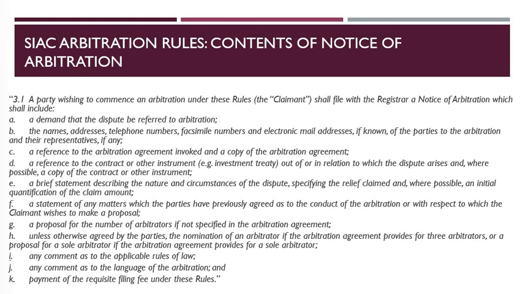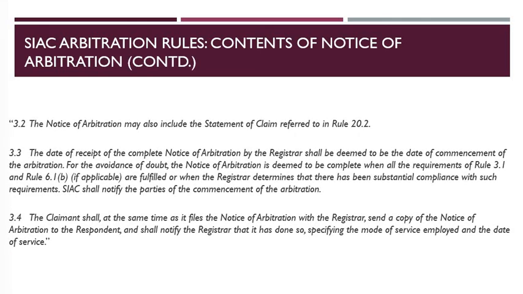g. a proposal for the number of arbitrators if not specified in the arbitration agreement; h. unless otherwise agreed by the parties, the nomination of an arbitrator if the arbitration agreement provides for 3 arbitrators, or a proposal for a sole arbitrator if the arbitration agreement provides for a sole arbitrator; i. any comment as to the applicable rules of law; j. any comment as to the language of the arbitration; and k. payment of the requisite filing fee under these rules. 3.2. The notice of arbitration may also include the statement of claim referred to in Rule 20.2. 3.3. The date of receipt of the complete notice of arbitration by the registrar shall be deemed to be the date of commencement of the arbitration.